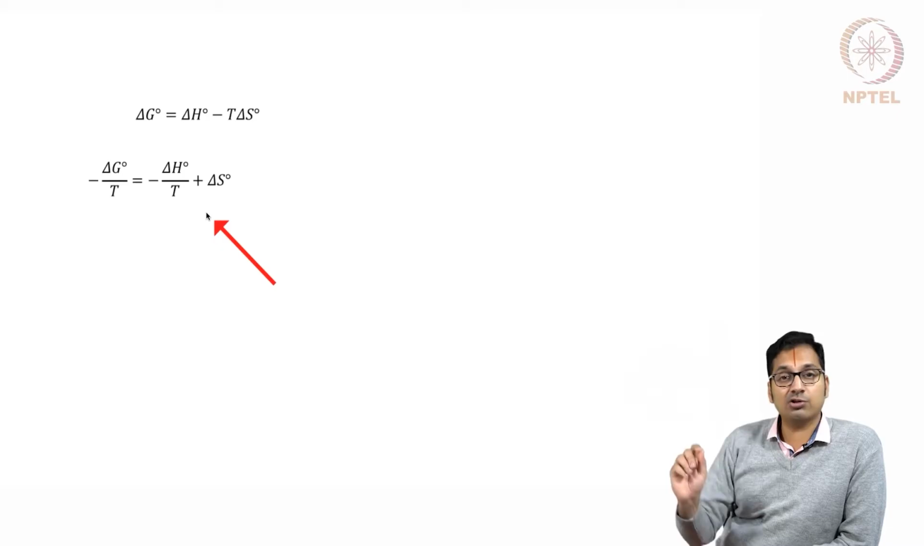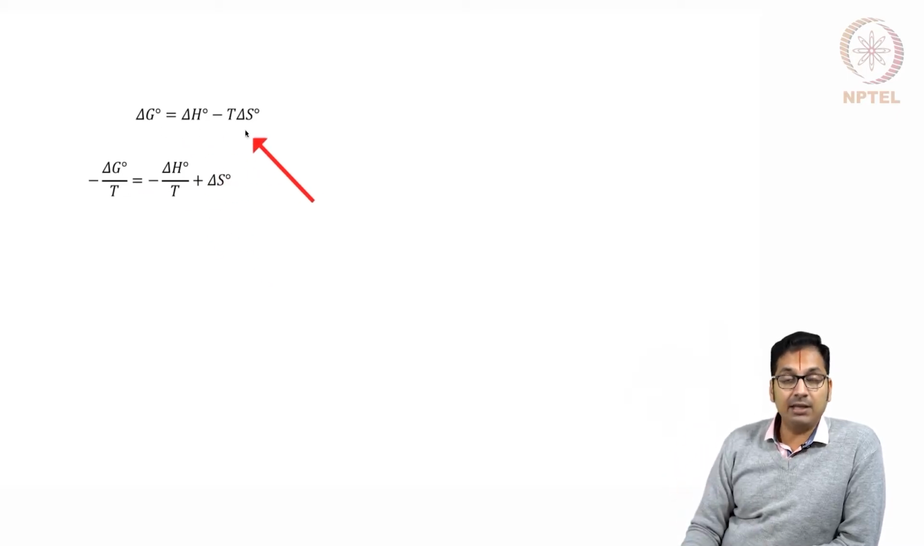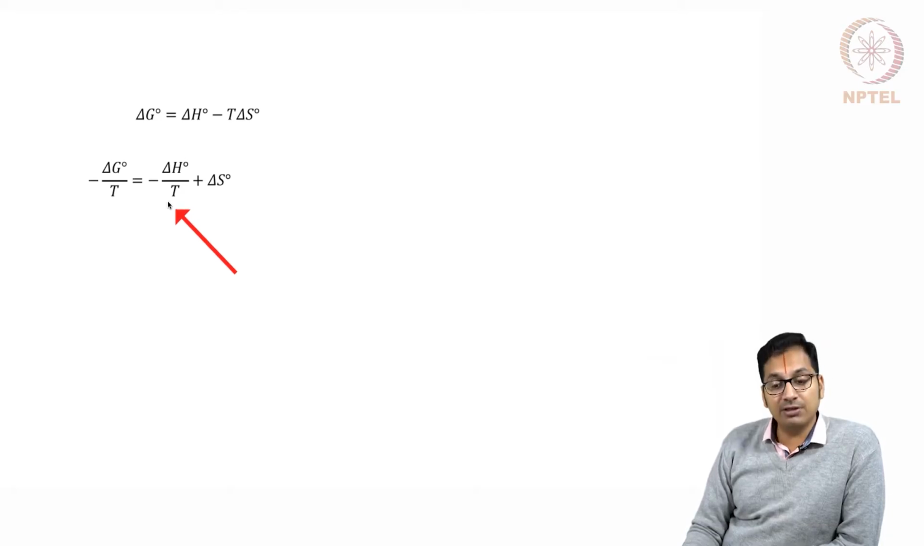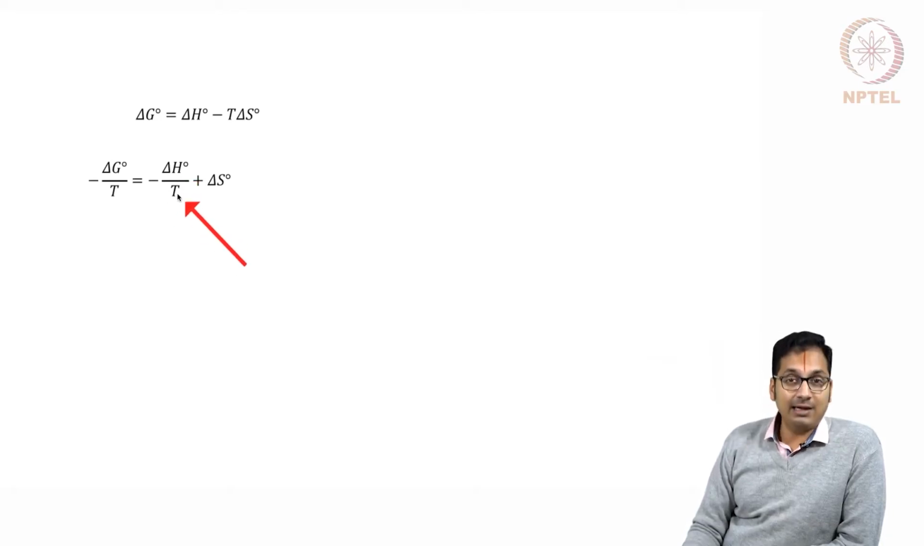Now, in order to understand this entire process a little more easily, and also to motivate why you want to determine delta H naught, let's divide this entire equation by minus absolute temperature, minus T. On the left hand side you end up with minus delta G naught by T, which is equal to minus delta H naught by T plus delta S naught. Since delta S naught is the change in entropy of the system, minus delta H naught by T becomes the change in entropy of the surroundings. So if you determine delta H naught at a given temperature, you can say what the change in entropy of the surroundings is.